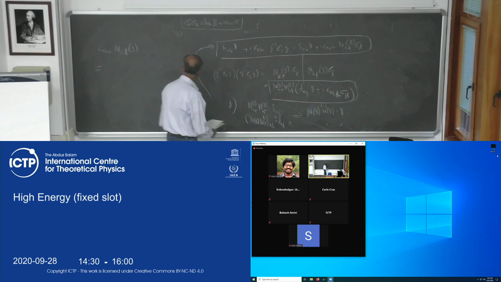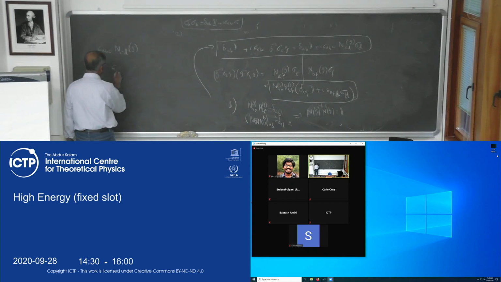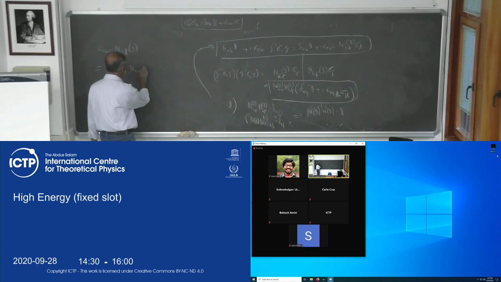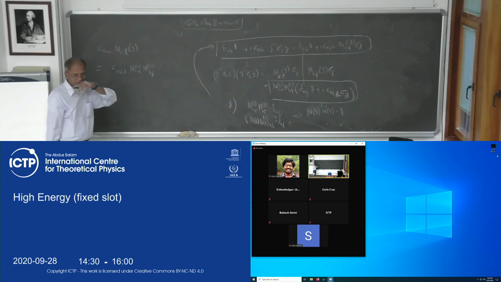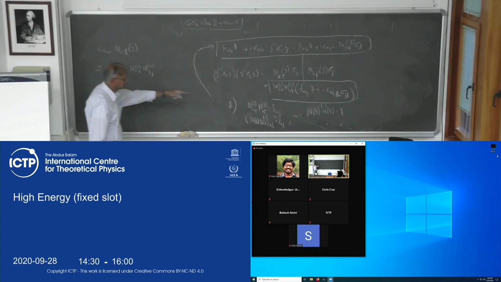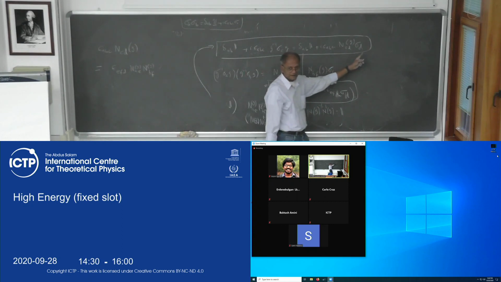epsilon E F D times N A E and N B F. I hope I've not messed up the indices. So this is the equation. There are 3 equations here, because for each sigma D, there are 3 equations.